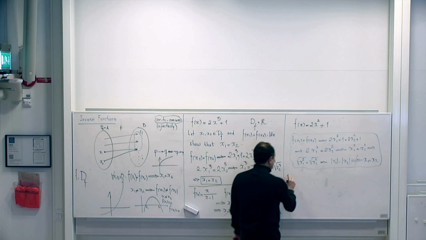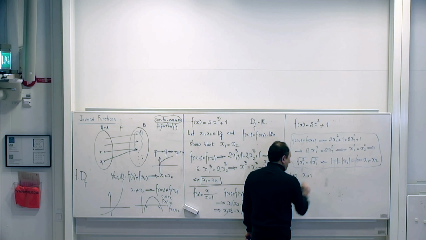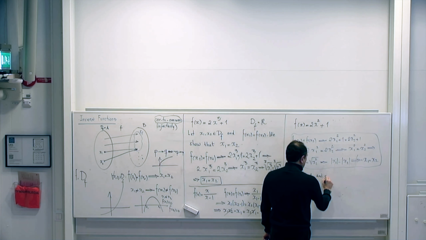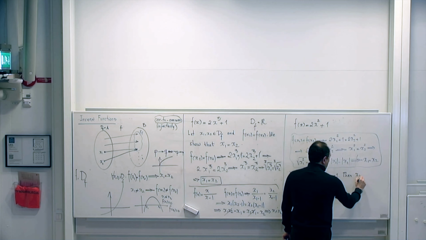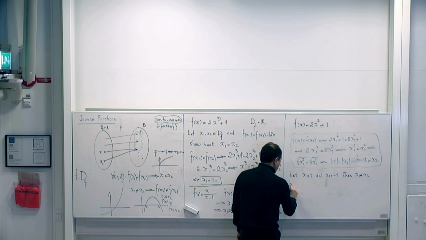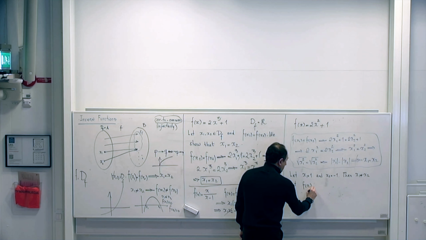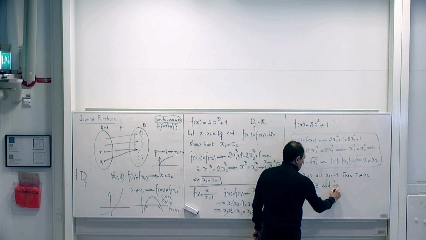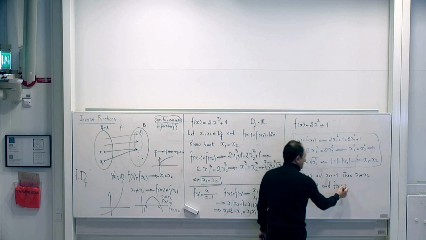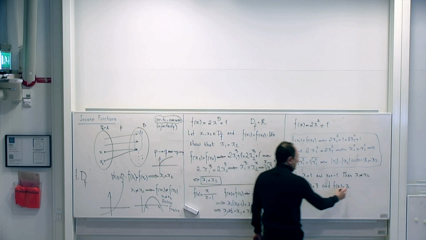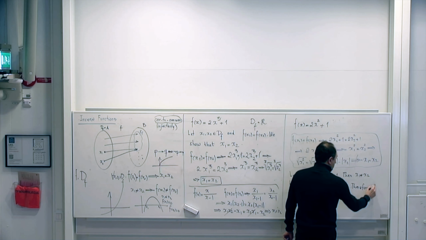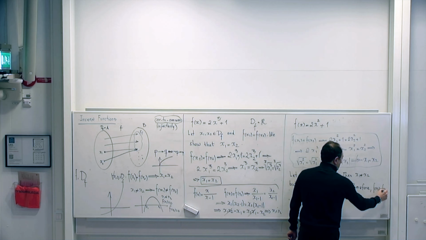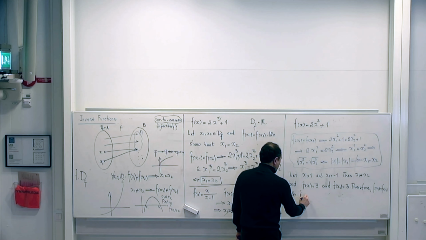I would say that let x1 be 1, for example, and x2 be minus 1. Okay? Then x1 is not equal to x2, but f of x1, I replace x with 1, is 3, and f of x2 is also what? 3. Okay? So this means therefore f of x1 is equal to f of x2, so f is not 1-to-1.